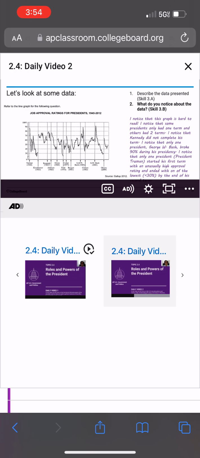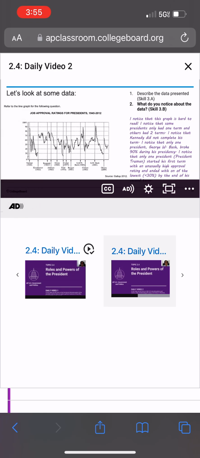So some things that I noticed. Some presidents only had 1 term, others had 2. I noticed that Kennedy did not complete a term. I noticed that only 1 president, and that was George W. Bush, broke 90% during his presidency. I noticed that only 1 president, President Truman, started his first term with an unusually high approval rating and then ended on around 30% in his second term with one of the lowest there. So those are just things that I am noticing.